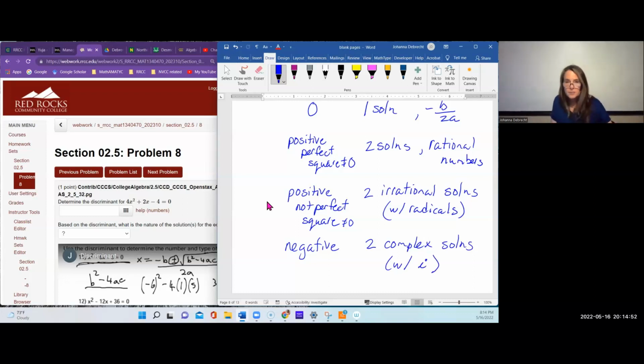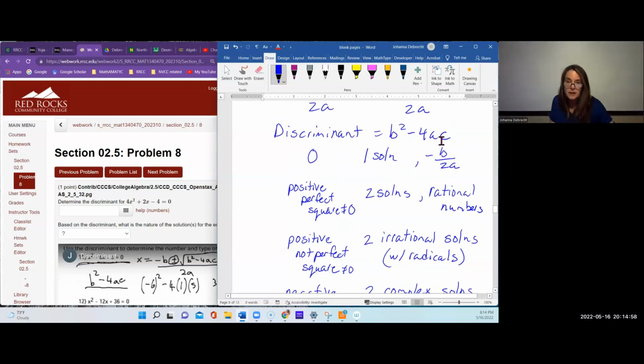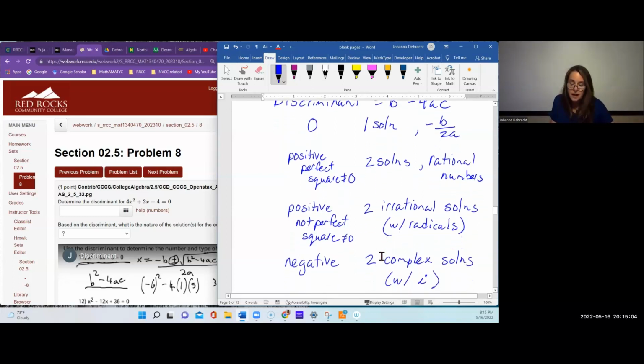These are all the possibilities that come out of using the discriminant. Remember, the discriminant is b squared minus 4ac, and it determines the number of solutions that you have and the types of numbers that they are, whether they turn out to be rational numbers, as in the first two possibilities, or irrational in the third possibility, which is still real, or complex with an imaginary part in the fourth possibility.